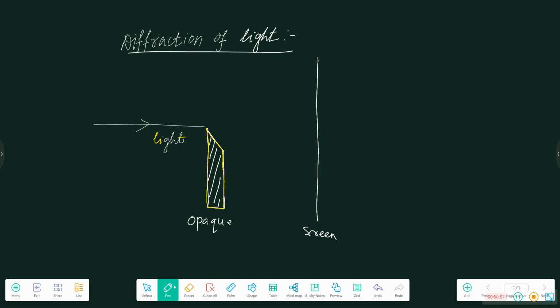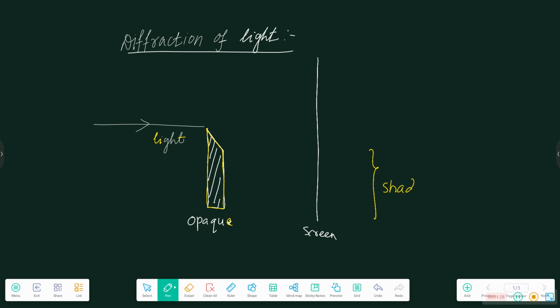Now what will happen here? You tell me, if I consider this region behind the opaque object, which region should it be? Shadow region or illumination region? Opaque object is there, light is coming. So it should be shadow, because an opaque object does not allow light to pass through. So this region should be the shadow region.